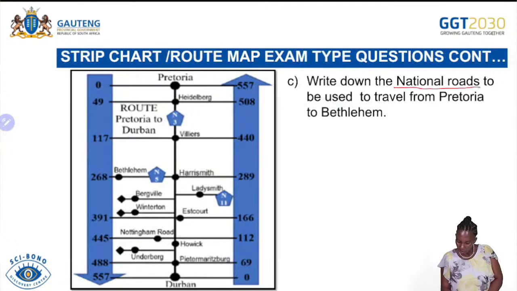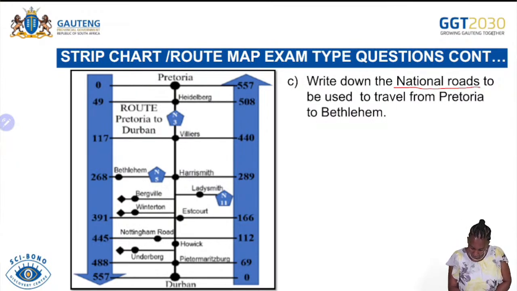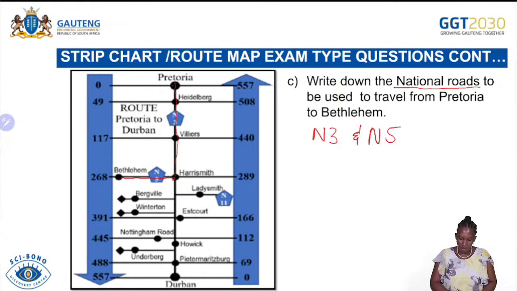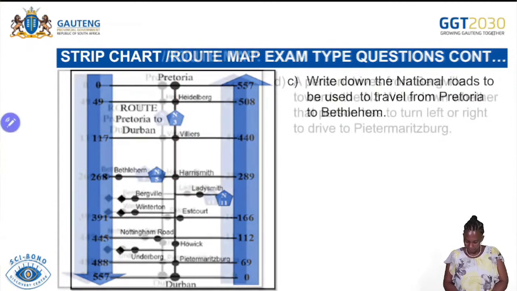Now the next question says, write down the national roads to be used to travel from Pretoria to Bethlehem. Traveling from where? From Pretoria, then to Bethlehem. So I'll be using the N3. As you can see, here's Pretoria. I'll be using the N3, and then at the junction I use the N3 and N5, because it says the national roads to be used from Pretoria to Bethlehem, so it is N3 and N5.